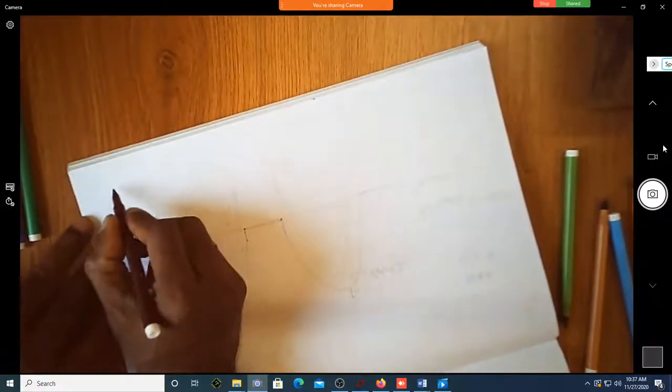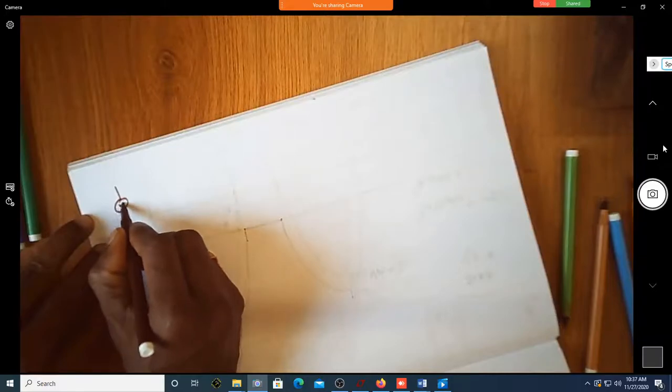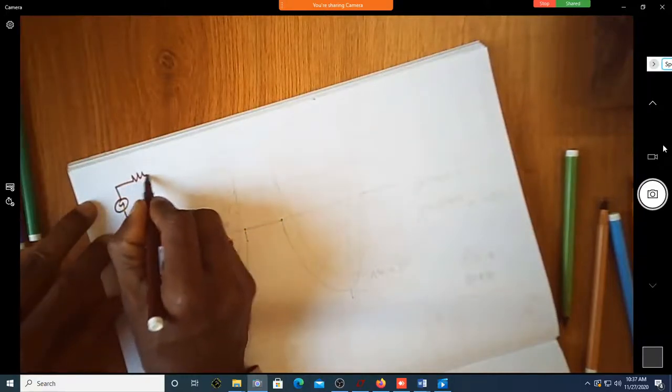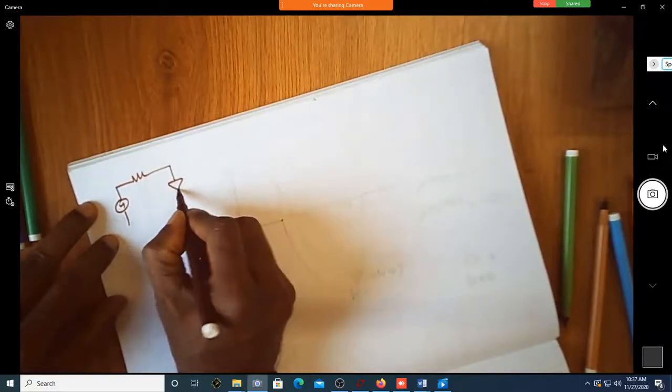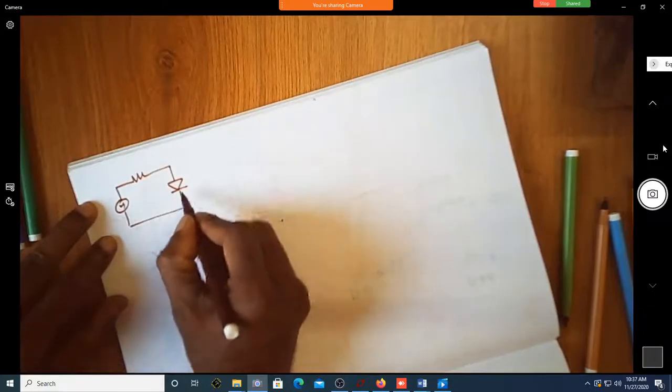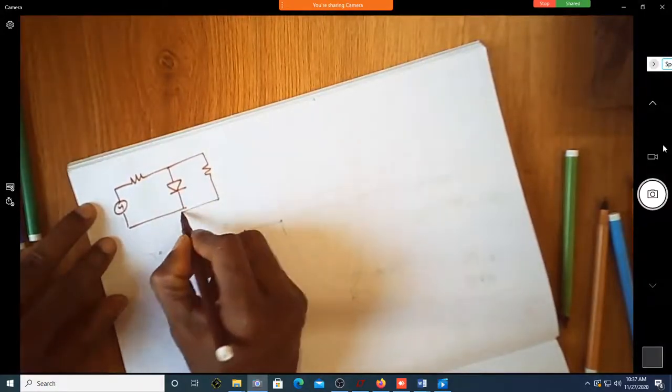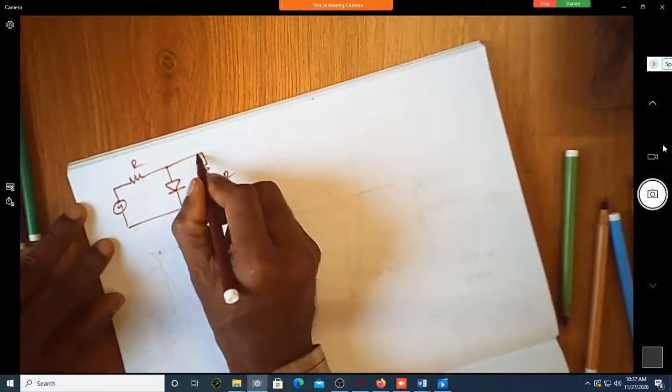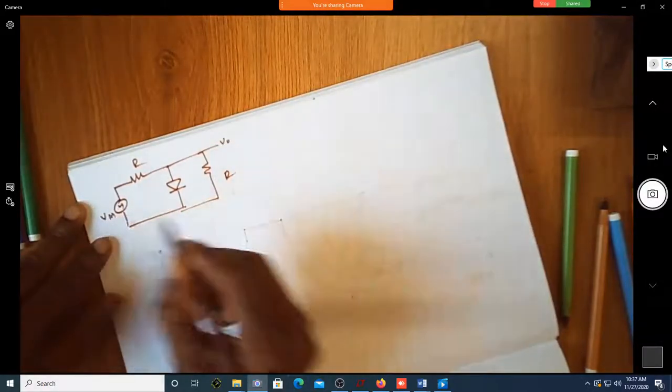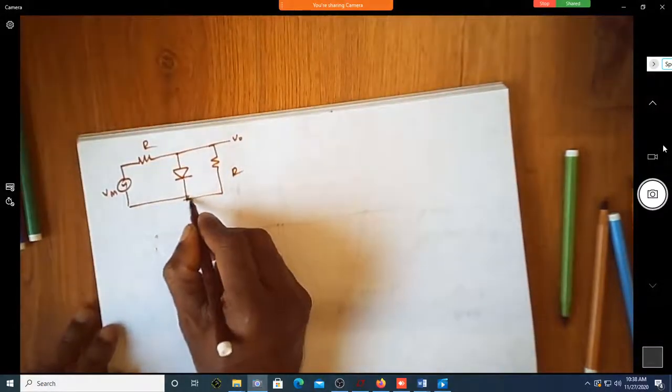Let me write. Write the equivalent circuit.